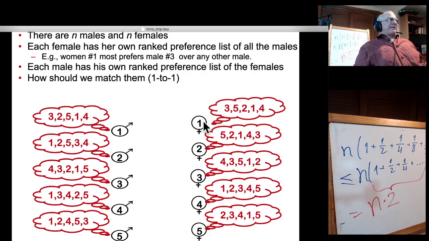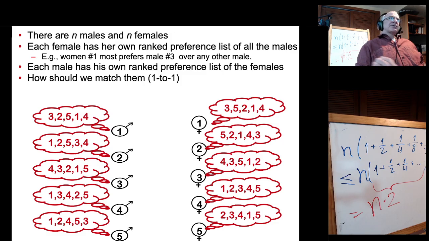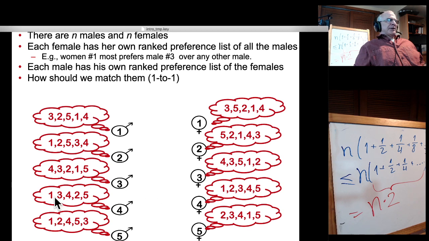And similarly, female 1 will say male 3 is the one I really want to marry. If he's not available, I'll settle for male 5. He's my second choice. Male 2 is my third choice, and so on. That's the input. The input of the algorithm is all these lists. Remember, the input already consists of n squared memory, the total of all the lists from each one of the participants.